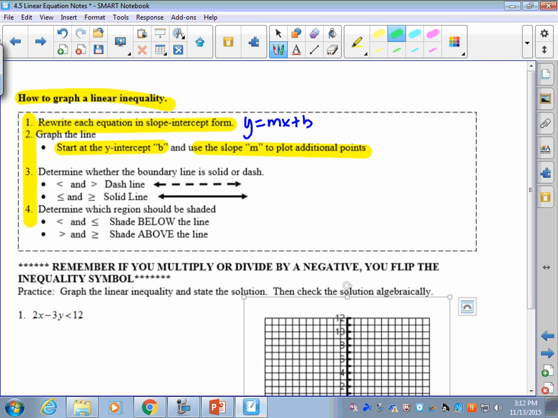You're going to have to determine the boundary line, okay? We have a boundary line when we're dealing with inequalities. If I'm talking about less than or greater than, it's a dashed line, okay? Notice that there is basically no equal to with those. But if I'm talking about less than or equal to, it's a solid line.